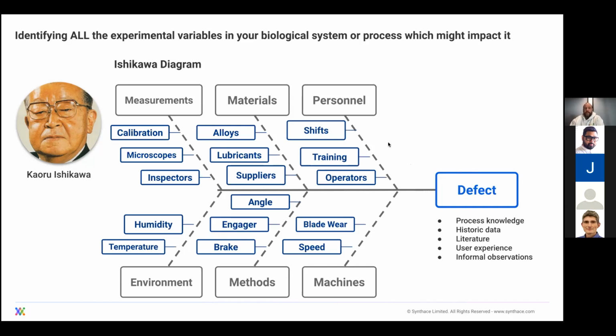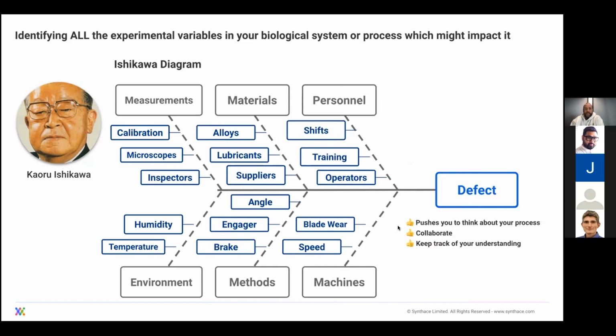And so for this example, we can see under the broad topic of personnel, we've included things such as how the operators were trained, or when thinking about the broad topic of the machine, we include blade wear or the speed of the machine that we think may have impacted this defect.